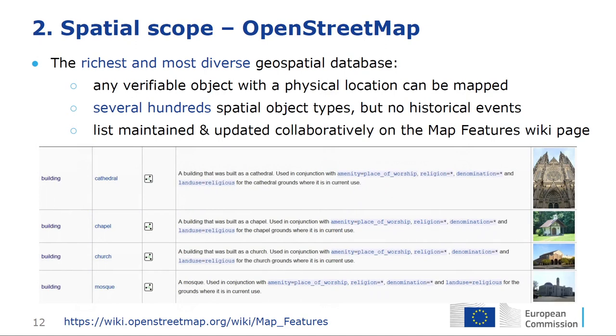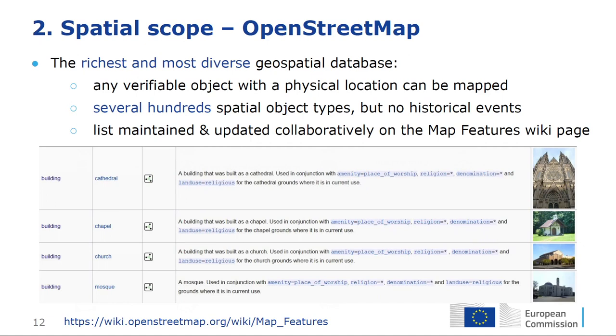Okay, OpenStreetMap, as I said, was started as a database of streets only, but then it evolved into what is today the richest and the most diverse geospatial database available. As a matter of fact, any object having a physical position on the Earth and being verifiable can be added to the database. So the result is that the spatial scope of OSM is in general wider than INSPIRE, but historical events such as environmental observations, as well as objects that do not exist anymore in the physical world, cannot be added to the database, as well as all the raster data. Orthophotos, for instance, are available in INSPIRE, but not in OpenStreetMap.